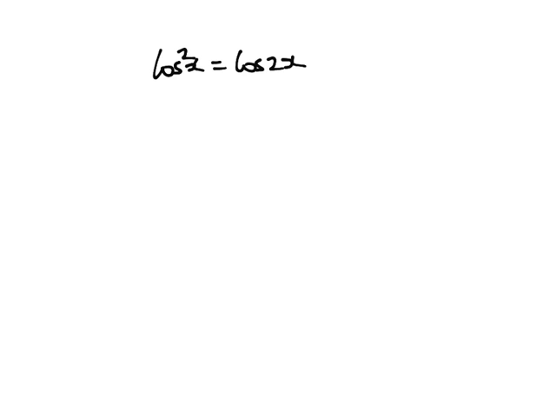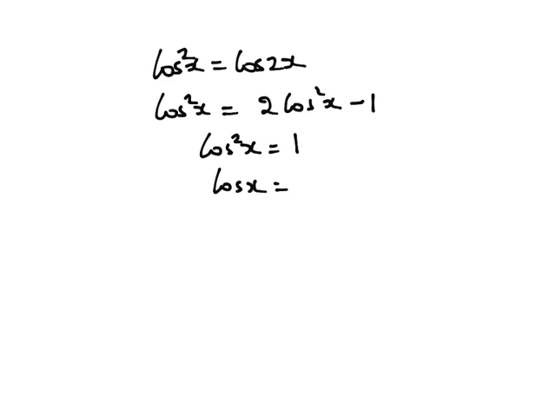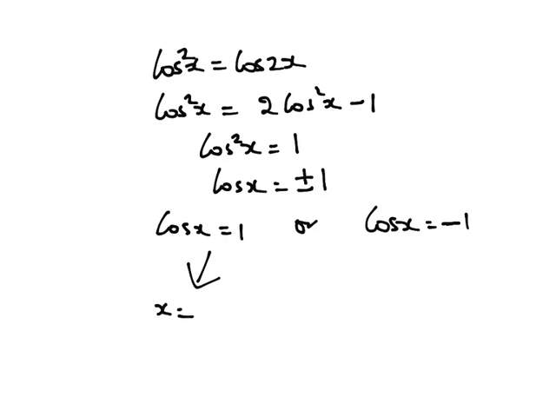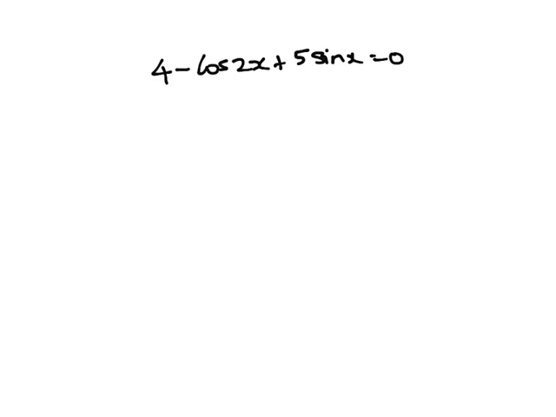Cos squared x equal to cos 2x. Again, very, very simple. I will write cos 2x as 2 cos squared x minus 1. So if you simplify, you'll get cos squared x equal to 1, which is nothing but cos x is plus or minus 1. So either cos x is plus 1 or cos x is minus 1. So if cos x is plus 1, then x can take the value of 0 degrees and 360 degrees. If cos x is minus 1, then x can take the value of 180 degrees. Very, very simple. Okay. Now how do we solve this now?